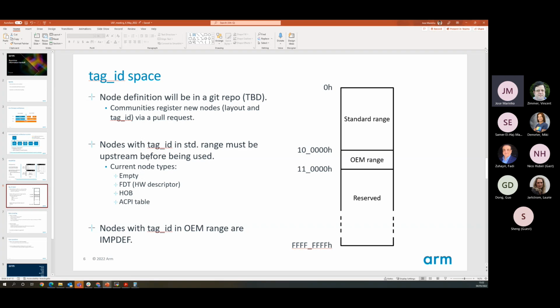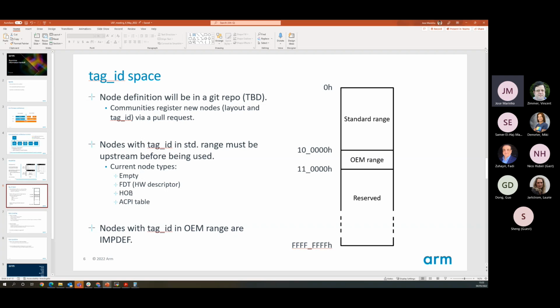In the first draft proposal that we currently have publicly, we've introduced 4 types of nodes. The first one is the empty node, just because we want to allow information to be scrubbed off of the list without requiring all the previous nodes to be moved around. Of the remaining 3, the first one is the FDT, which holds the hardware description. I think this is a widely used pattern in the ARM ecosystem. I'm not entirely sure whether it is as common in x86. It's also adopted in the U-Boot codebase for x86, I assume.